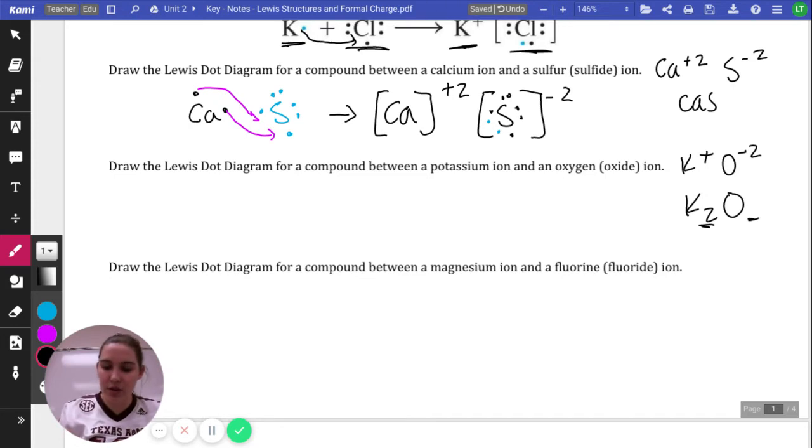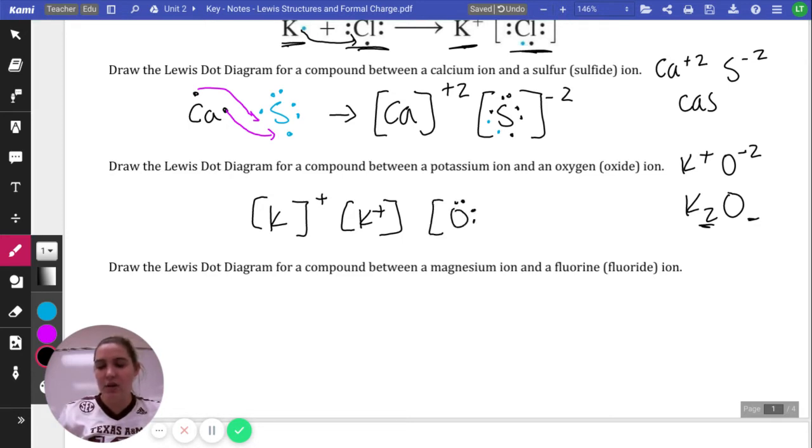So let's draw our Lewis structure. So first off, we have potassium. It's got a positive charge. So that means it's lost its valence electron. It's going to be K with a +1. There are 2 potassiums, so we need to draw both of them. And then we have oxygen, and oxygen has a negative 2 charge. So it's going to be like this.